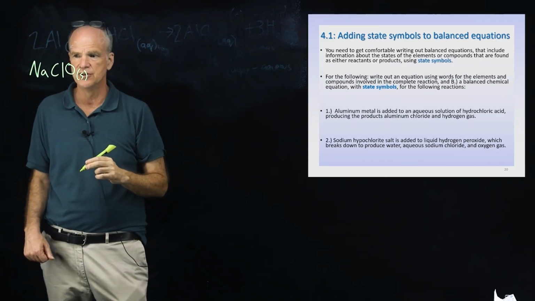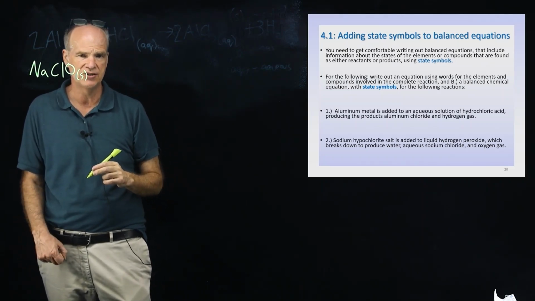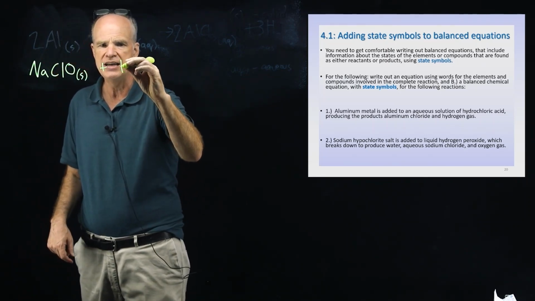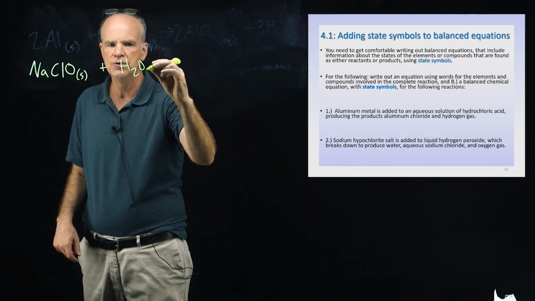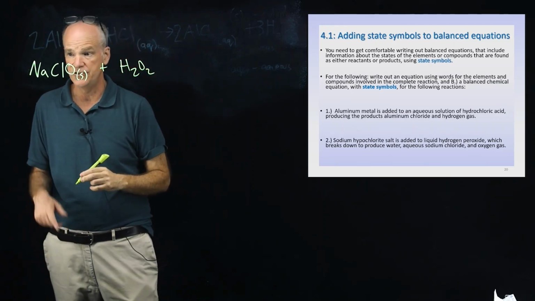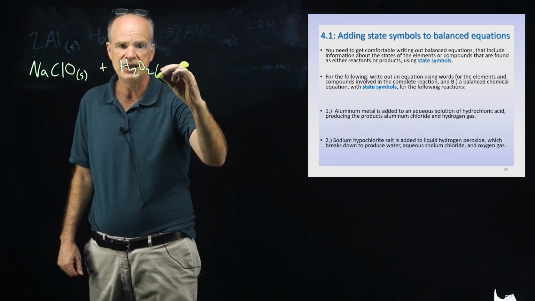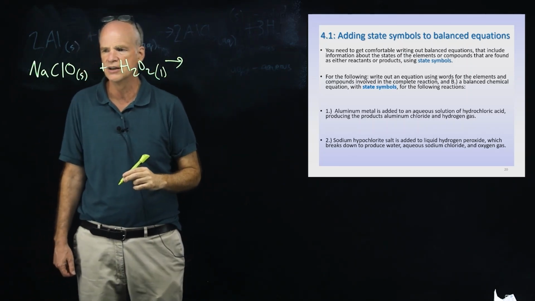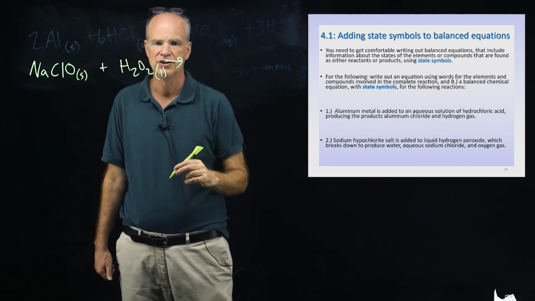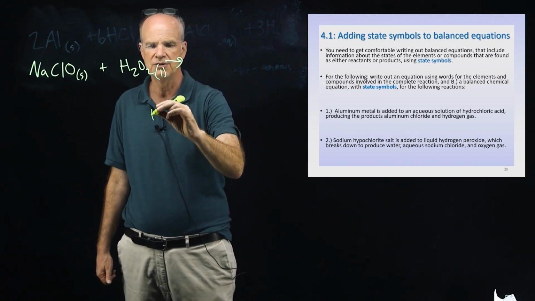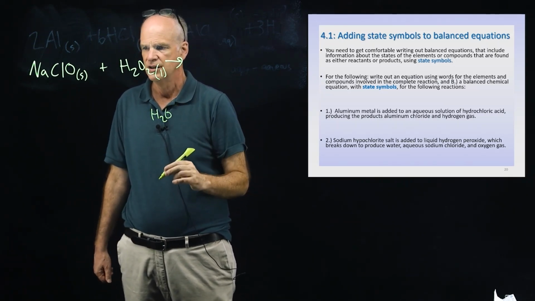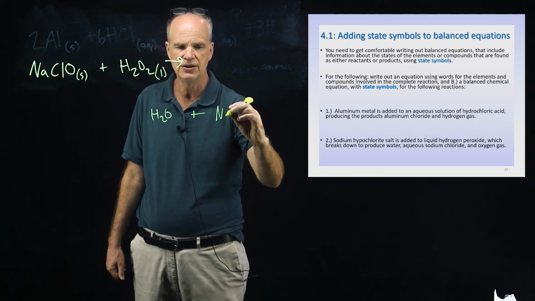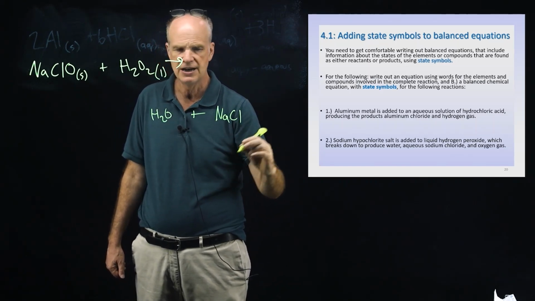It is added to liquid hydrogen peroxide. I don't think you'd be expected to know the formula for that. I just happen to know that it's H2O2. It's indicated in the problem that it's a liquid state, so I'll put an L here. And then we're going to get some products. So let me write this down here. We're going to get water as a product, and we're going to get aqueous sodium chloride, so we have NaCl here, and then we have oxygen gas.